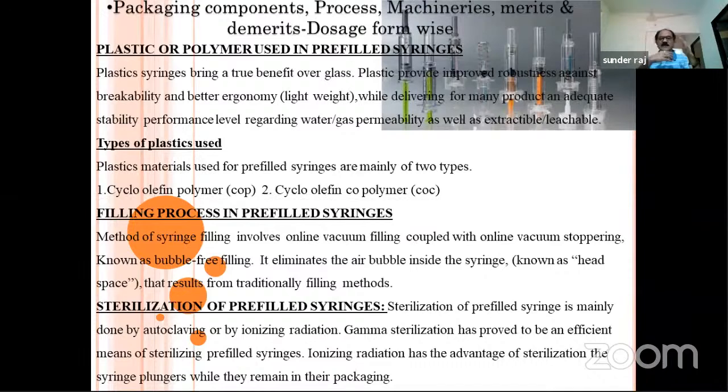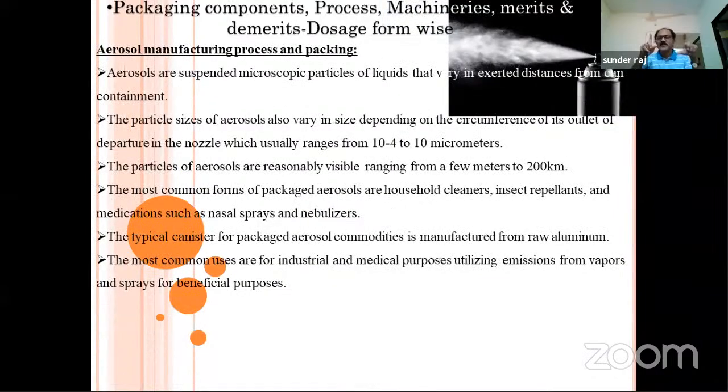And then sterilization. Sterilization is also the most important factor, as it is a sterile product. Sterilization of pre-filled syringes is mainly done by autoclaving or by ionizing radiation. If it's glass, it will be done by autoclaving. If it's plastic, it will be done by ionizing radiation, gamma sterilization. These are various methods used for sterilization. Now, this is all about sterile product manufacturing as well as packing.